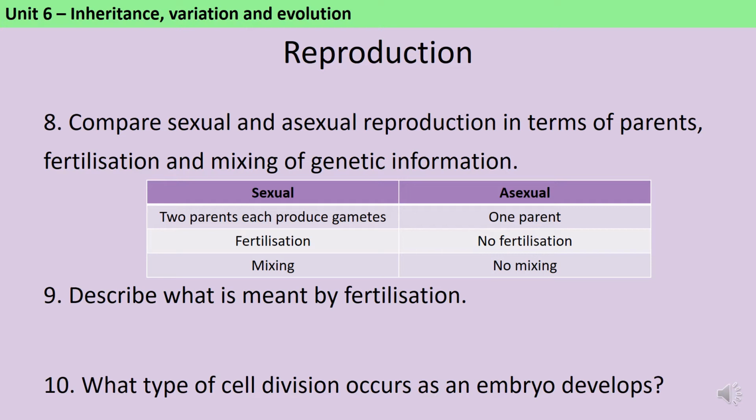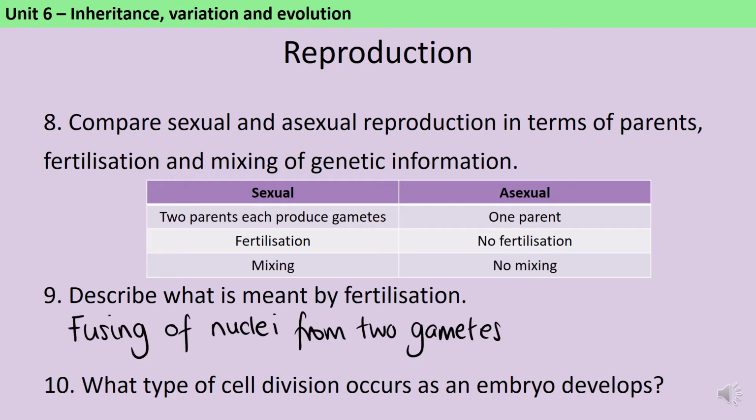Fertilisation is the process in which not just the 2 gametes fuse, but actually their 2 nuclei fuse. After this fertilisation, an embryo is formed, and the embryo will then go on to grow by mitosis, which is a different kind of cell division.